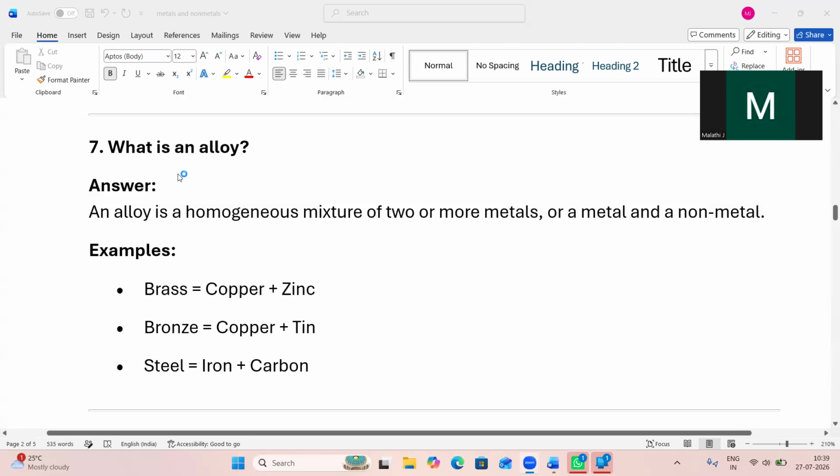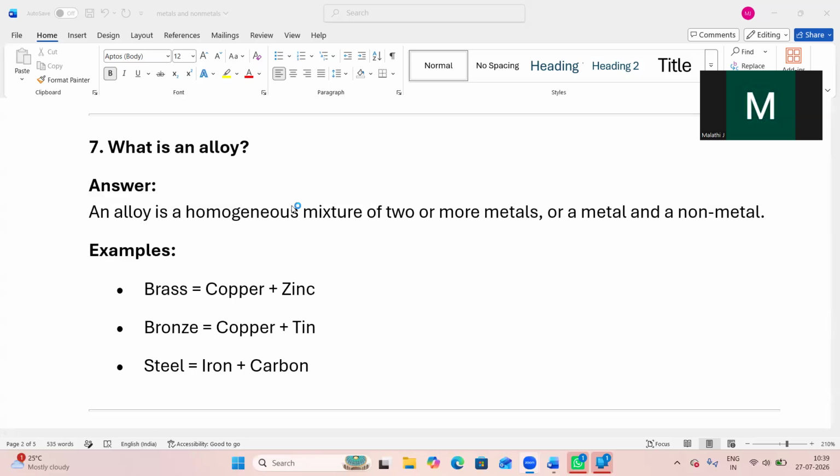Then, what is an alloy? An alloy is a homogeneous mixture of two or more metals, or a metal and a non-metal. So this is a very important question. Definitely they will ask. What are the alloys? They will ask about brass. It is a homogeneous mixture of copper and zinc.